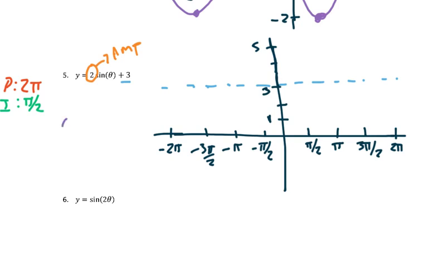So sine starts on the midline. So when I go to 0, I'm going to start on the midline. Since it's a positive sine, as I go over 1 increment to pi over 2, I'm going to go up to 5. Then when I'm at the top, I go to the midline. And then I'm going to go down my amplitude to 1. And then back to the midline.